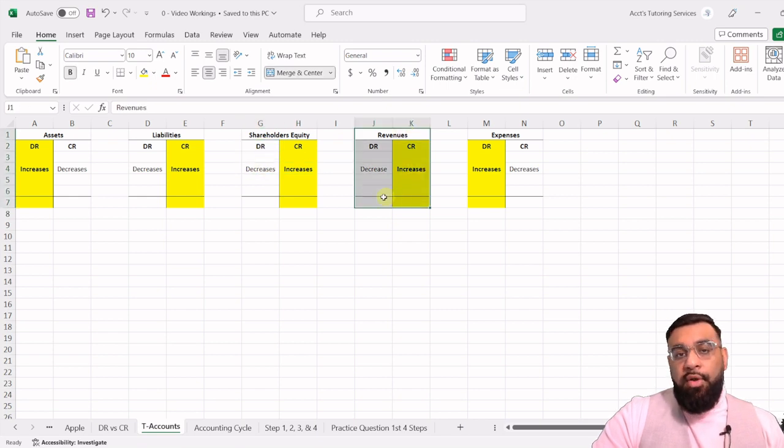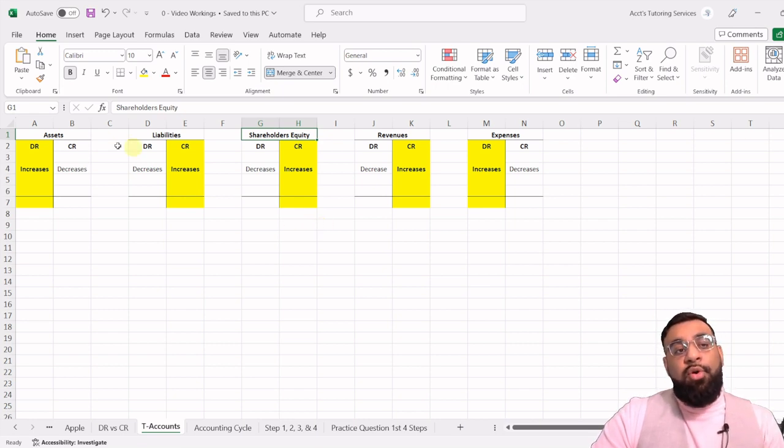And now revenues. So people always think revenues is a debit account. However, let me explain to you why revenue is not a debit account. In fact, it's a credit account. So remember, we can think about shareholders' equity as a company's net worth, or in other words, their assets minus their liabilities. It's the ownership stake in the business.